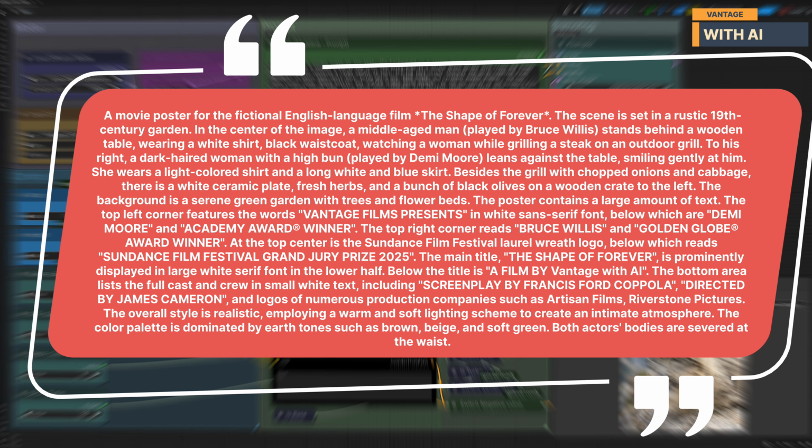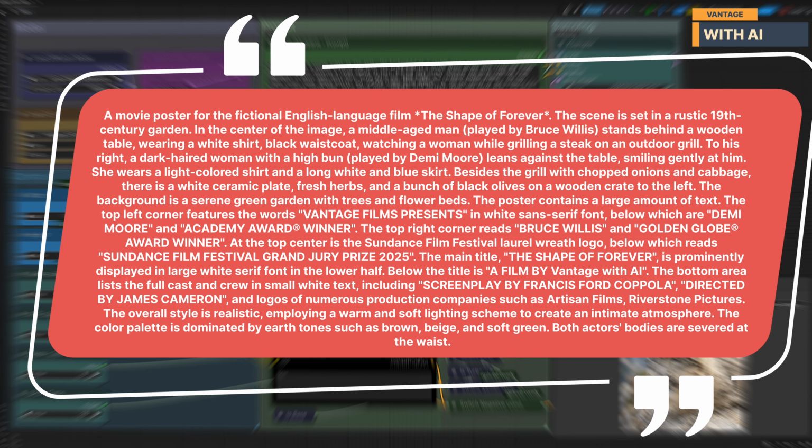Beside the grill with chopped onions and cabbage, there's a white ceramic plate, fresh herbs, and a bunch of black olives on a wooden crate to the left. The background is a serene green garden with trees and flower beds. The poster contains a large amount of text. The top left corner features the words Vantage Films presents in white sans serif font, below which are Demi Moore's name and an Academy Award winner. The top right corner reads Bruce Willis and Golden Globe Award winner.